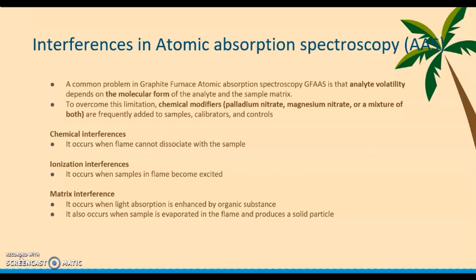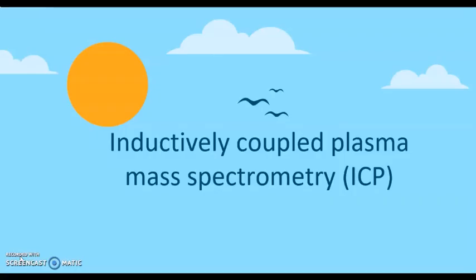Sometimes what happens here is that upon exposure of the sample or the specimen to the flame, it produces solid particles. And so, this pertains to the matrix interference. Then we have the inductively coupled plasma mass spectrometry, or we also call it the inductively coupled plasma mass spectroscopy.